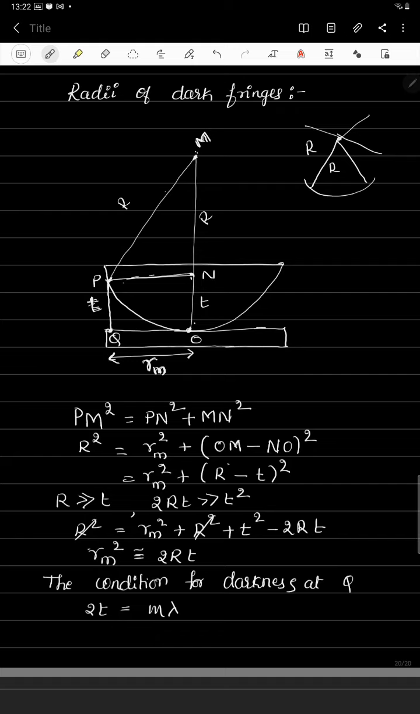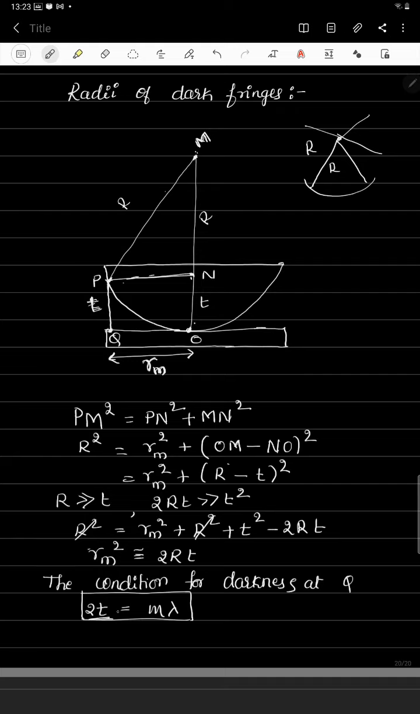If mu is the refractive index of the air film, and cos R, for the normal incidence R becomes equal to 0, so cos R becomes equal to 1, so 2 mu T cos R minus lambda by 2 should be equal to (2n plus 1) lambda by 2. If you simplify this, what you are going to get is 2T is equal to m lambda. This is the condition for the darkness. So this I have already derived in the last class. So the condition for the darkness is 2T should be equal to m lambda.